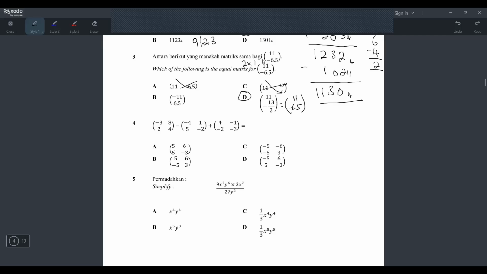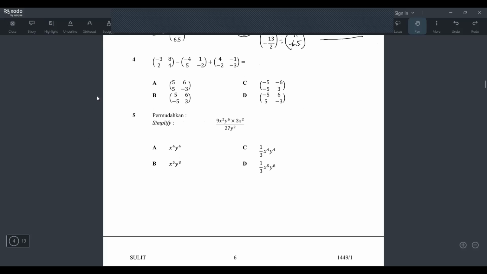Alright, so it's very straightforward. You just choose which one is the same value as the matrix, right? But it's not just the same value. It has to have the same number of rows and the same number of columns, right?